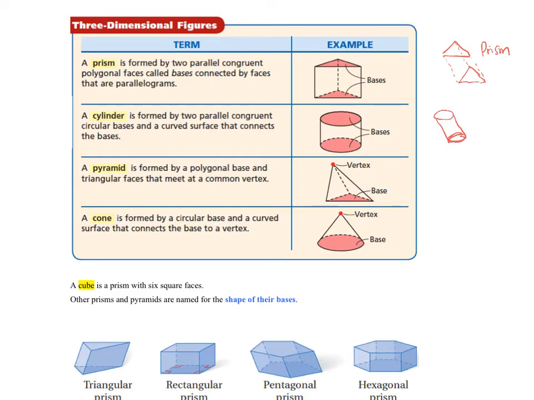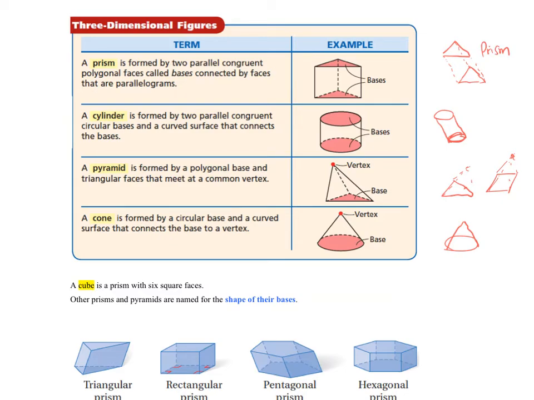A pyramid comes to a point. So it has one base. Could be a different shape. Could be shaped like this. But either way, it's going to come up to meet at a point. So all of these would meet up here at this point. And a cone is basically a circular pyramid, is what I would think of it. Just like the cylinder is like a circular prism. So prisms don't come to a point. Pyramids come to a point.